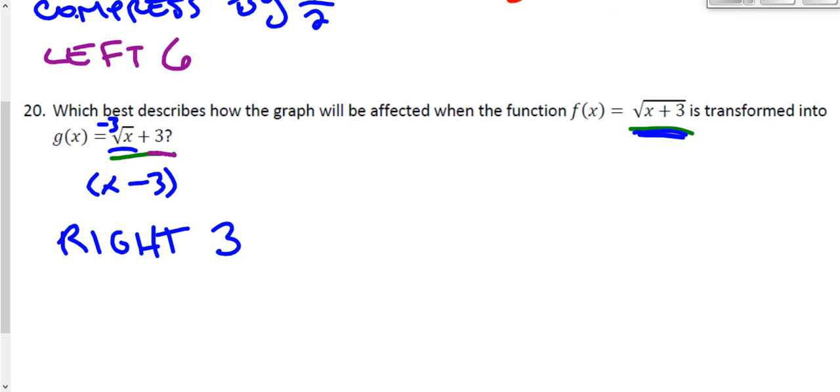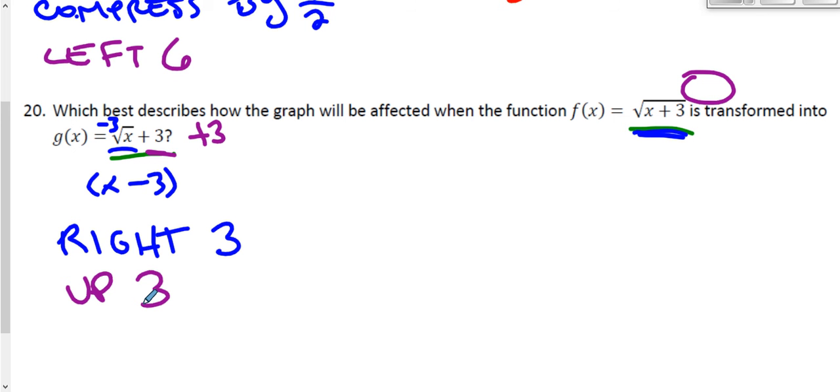Now this guy also has a plus 3 outside of the radical, and this one had nothing outside of the radical. So I have added 3 on the outside of the equation. If we add 3 on the outside of the equation, that's a k value. So that moves us up or down. So this is a positive 3, so we've gone up 3. And that's it. Everything else about the functions is the same. Both of them have that square root symbol. Neither one of them have anything out in front. So we're done. We've gone to the right 3 and up 3.